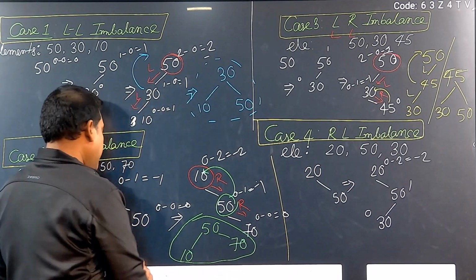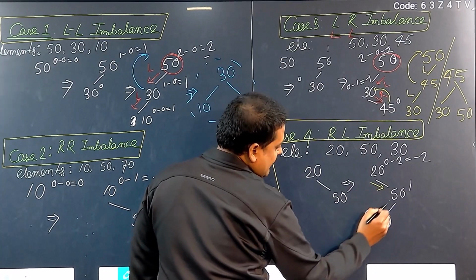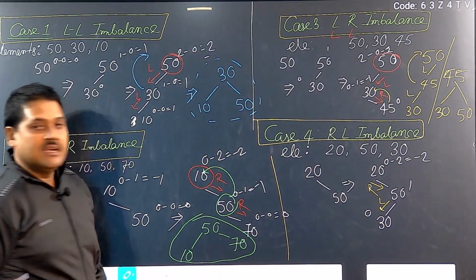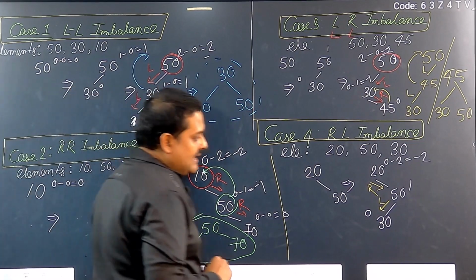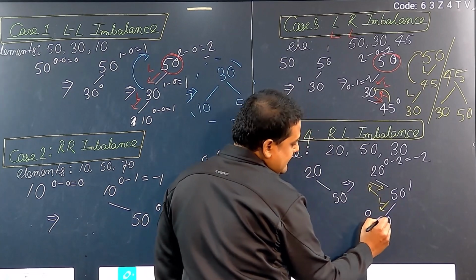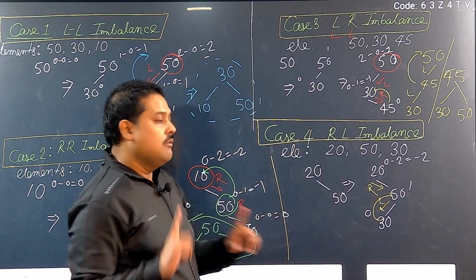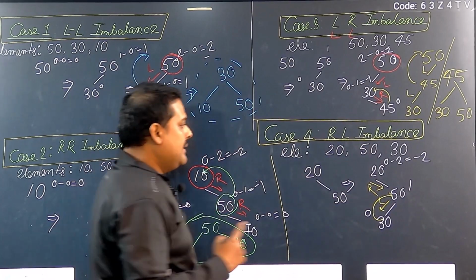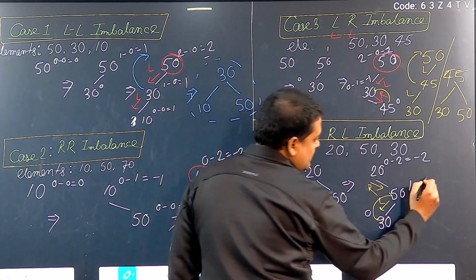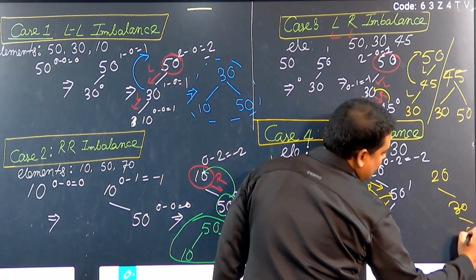So, we will find the direction. What is the direction? This is right and we are coming left. This is the right side, this is the left side. That is why it is called right left imbalance. So, for right left imbalance what will we do? We will rotate 30 up, we will move this element and 50 will be down. One rotation, another rotation will be required for solving the right right imbalance problem. So, first 20 will be here, 30 will be here and 50 will be here.